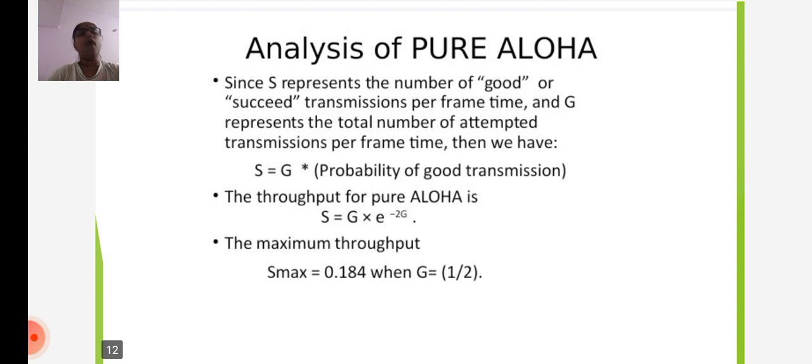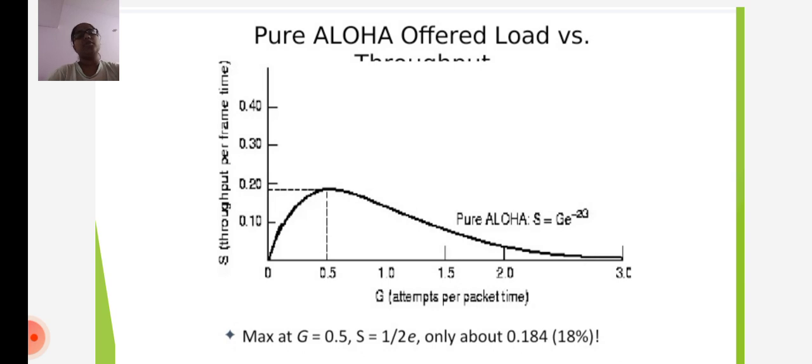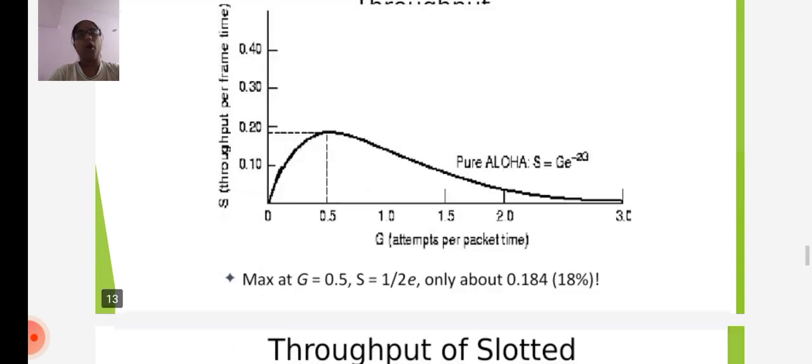Analysis of pure ALOHA. Since S represents the number of good or successful transmissions per frame time and G represents the total number of attempted transmissions per frame time, then S is equal to G times the probability of a good transmission. The throughput of pure ALOHA is S is equal to G times e to the power minus 2G. The maximum throughput S maximum is equal to 0.184 when G is equal to 1 by 2. Pure ALOHA offered load versus the throughput. So it's a graphical representation of throughput versus the load, for pure ALOHA.